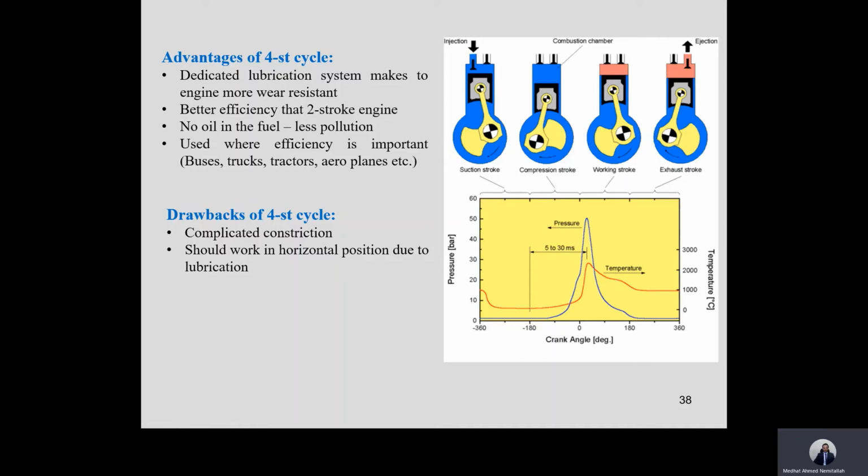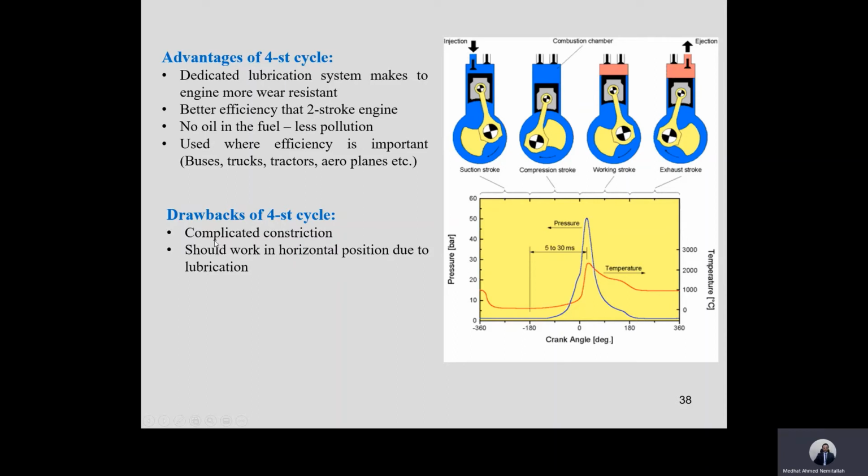Because in the two-stroke engine, we combine the compression plus the intake in one stroke and the expansion plus exhaust in another stroke. That means we have a power stroke for each one revolution of the crankshaft. But in the four-stroke, we have one power stroke for each two revolutions of the crankshaft. That means theoretically, the two-stroke engine can produce double the power of the four-stroke engine. That means the two-stroke engine is more powerful, but it consumes more fuel, so it is less efficient.